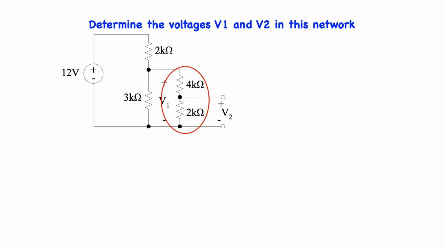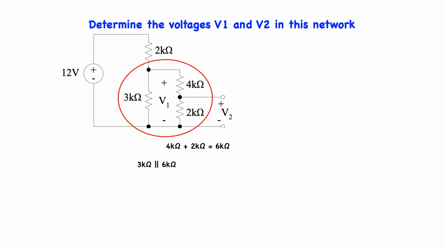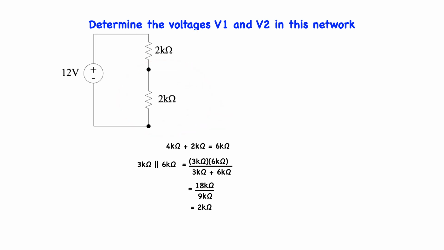This series combination gives us 6 kiloohms and 3 kiloohms, in parallel with 6 kiloohms, which is given by 3 kiloohms times 6 kiloohms, all over the quantity, 3 kiloohms plus 6 kiloohms. This gives us 18 kiloohms over 9 kiloohms, or 2 kiloohms. We can redraw the circuit now, to look like this. 2 kiloohms resistors in series.